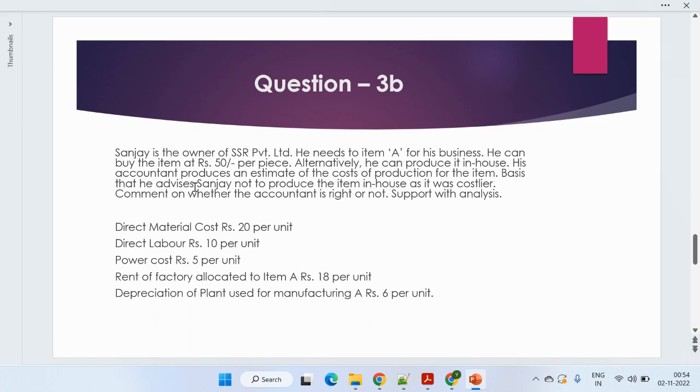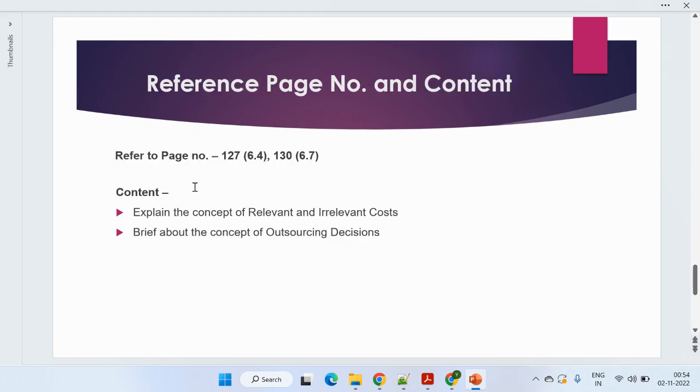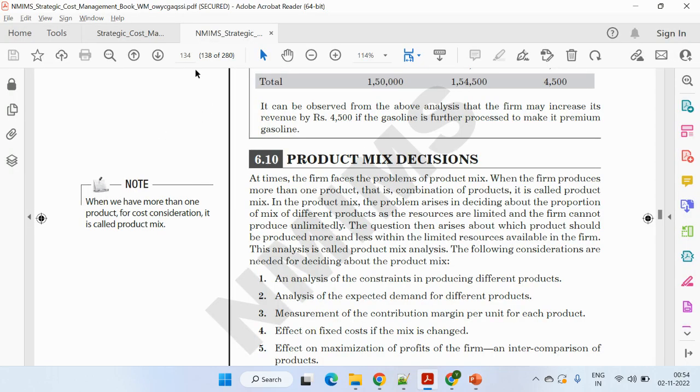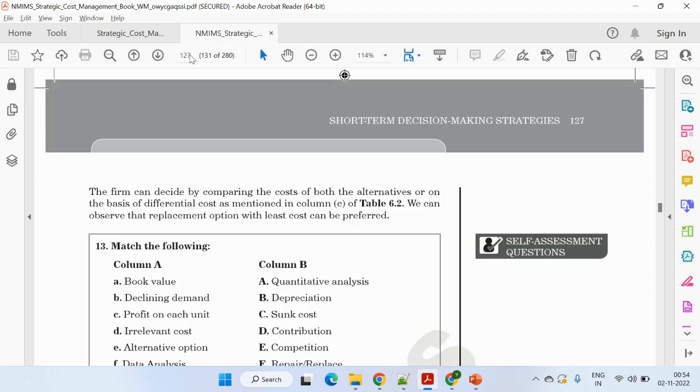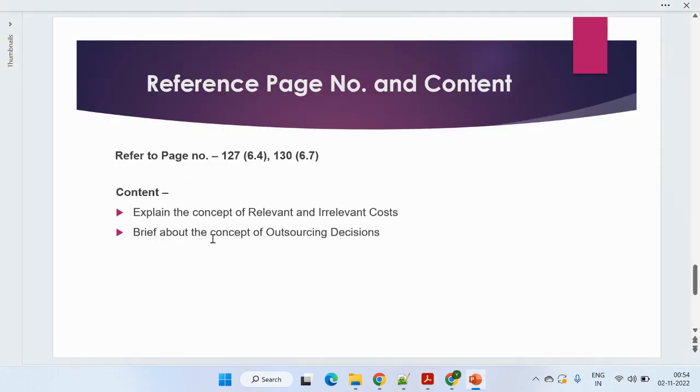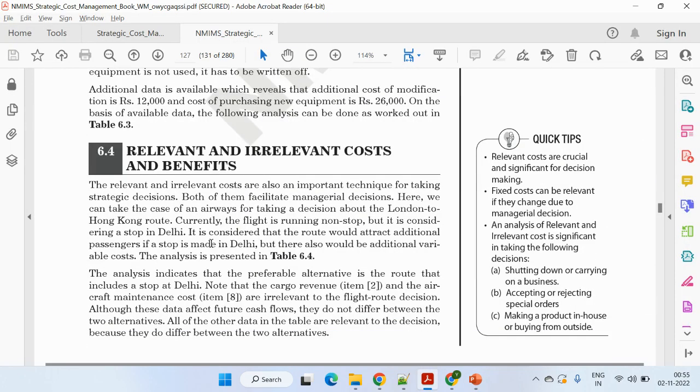Support with the analysis. So it's just direct material cost, direct labor cost, the power cost, rent on the factory, and depreciation of the plant used in manufacturing A. Right. So if you see, we need to specify two things. Going to page number 127, firstly we explain a little bit about the relevant and the irrelevant cost.